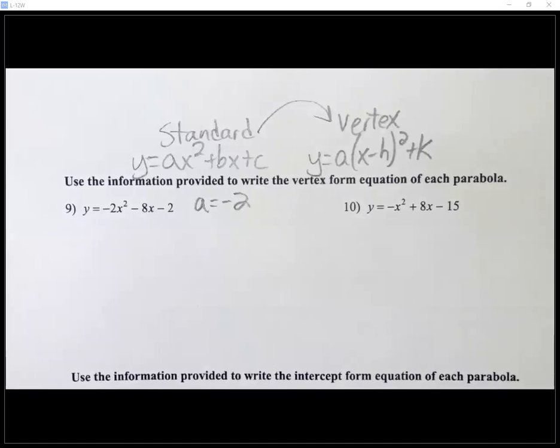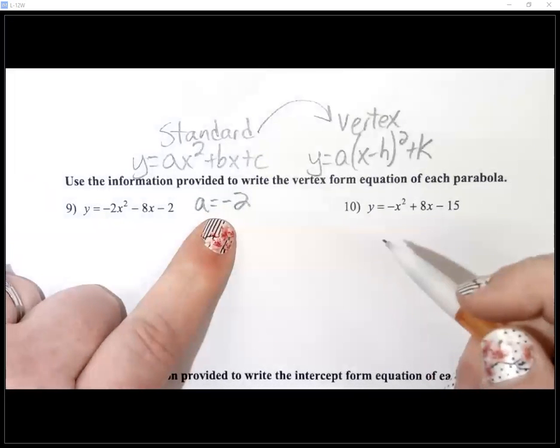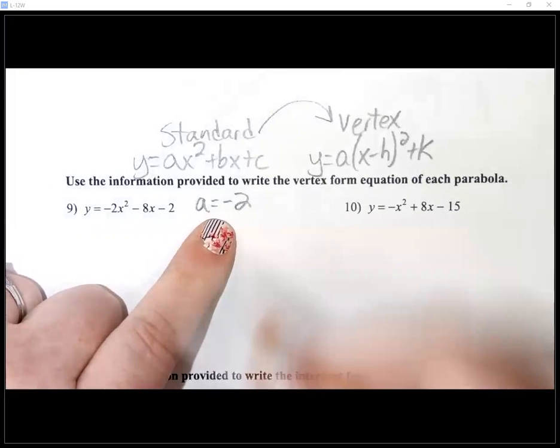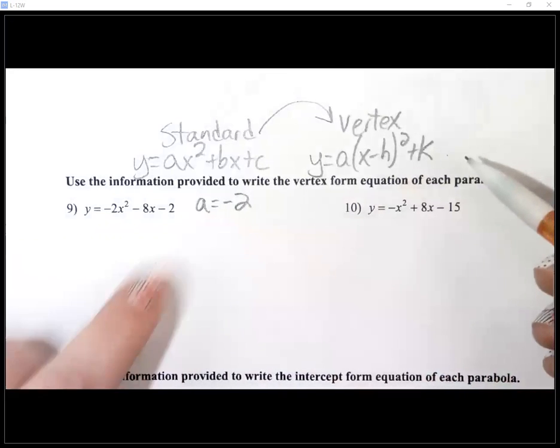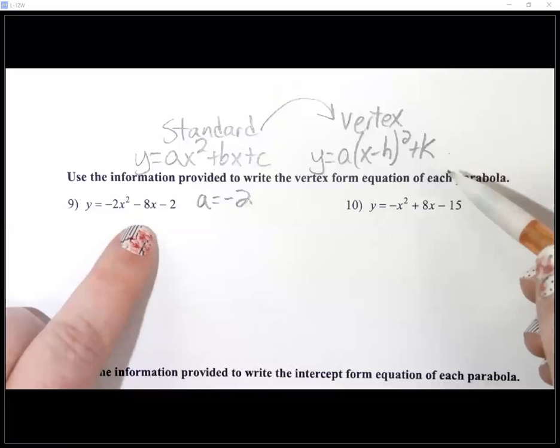Okay. So we are converting from standard to vertex. We already said we know that A is negative 2. The only other thing that we need to know is the vertex. I need to know H and K. But don't you know how to find the vertex of this? Think about when we were graphing these. How did we find the vertex?